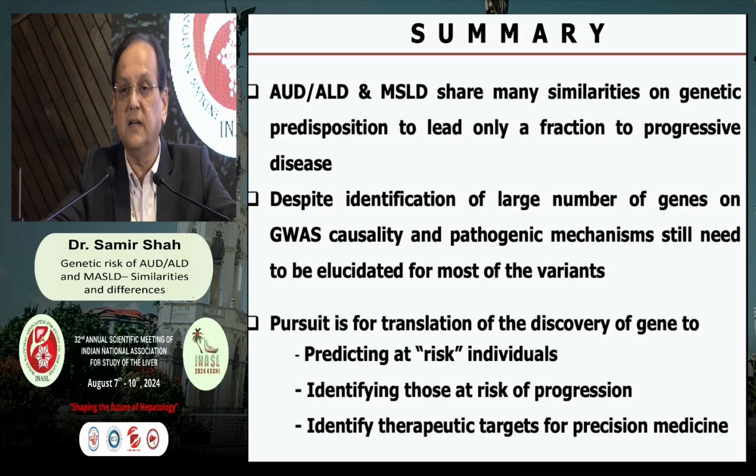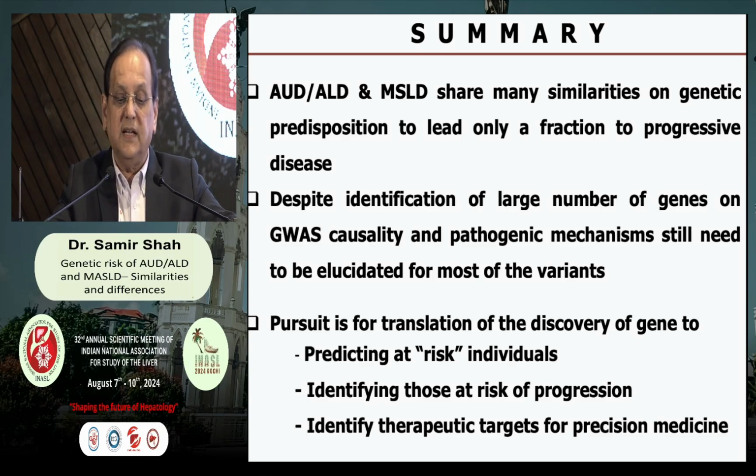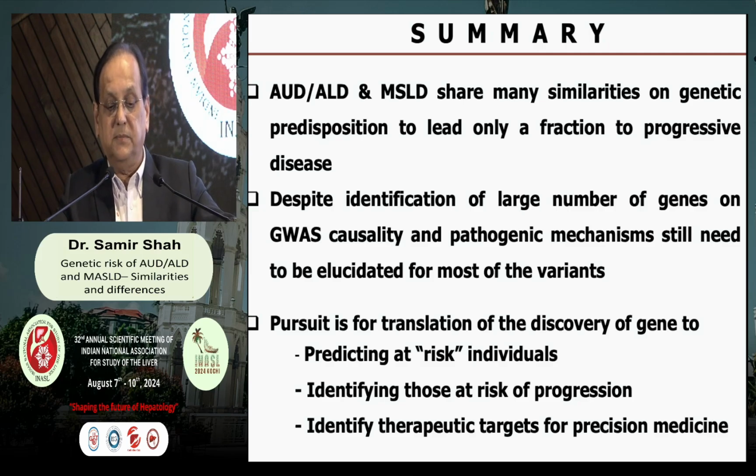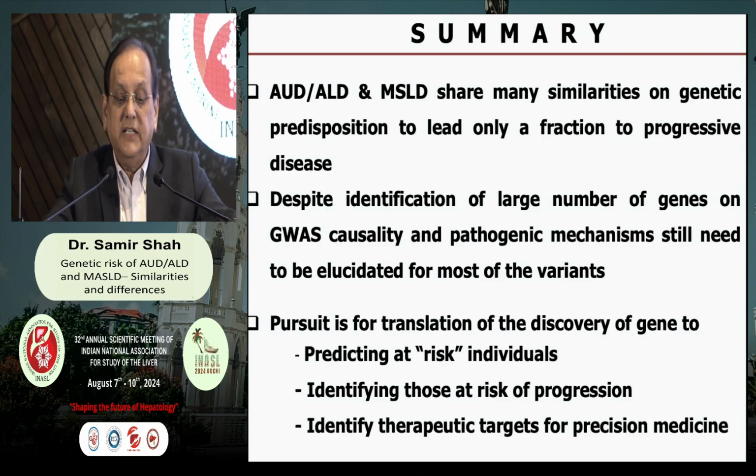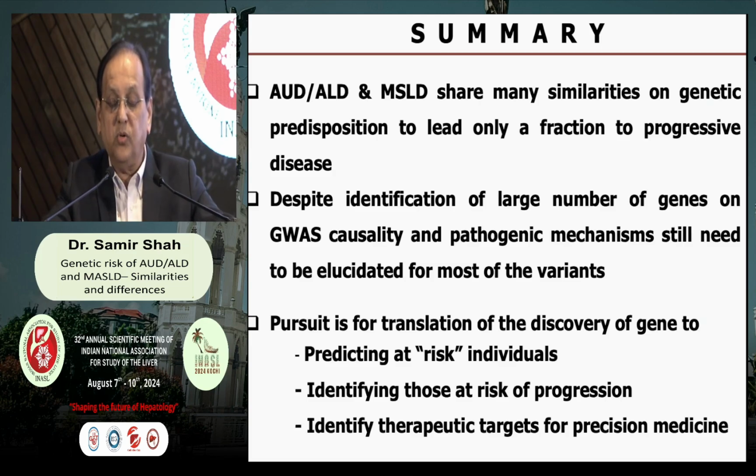So how does it leave us? To summarize, alcohol use disorders, alcoholic liver disease and metabolism associated liver disease share many similarities in genetic predisposition. They lead only a fraction to progressive disease. Despite identification of a large number of genes, the causality and pathogenic mechanisms still need to be elucidated for most of these variants. The pursuit is for translation of the discovery of the gene to, number 1, predicting the at-risk individuals, number 2, identifying those who are at risk of progression, and number 3, identifying therapeutic targets. As I said, only 2 have been found so far, and that also in the syndromic type of obesity.